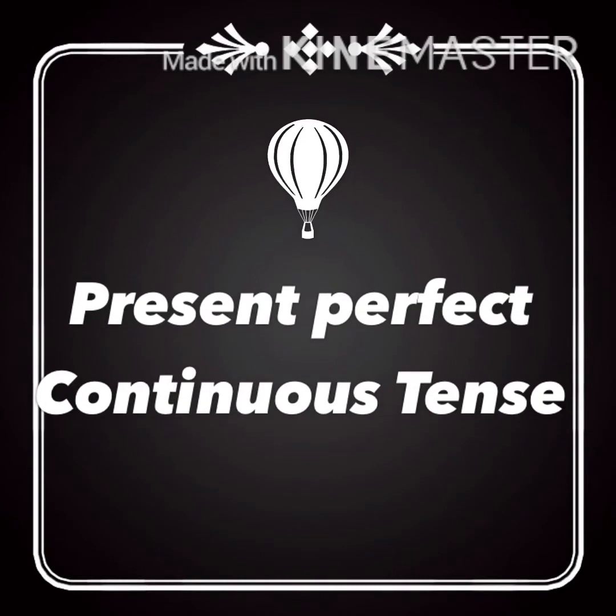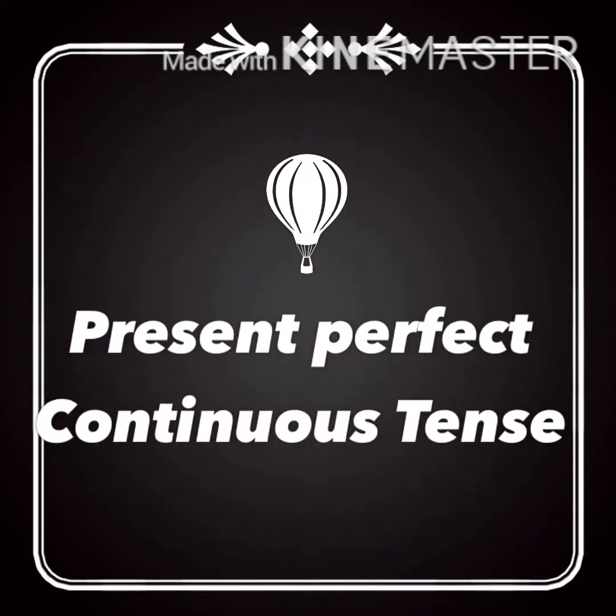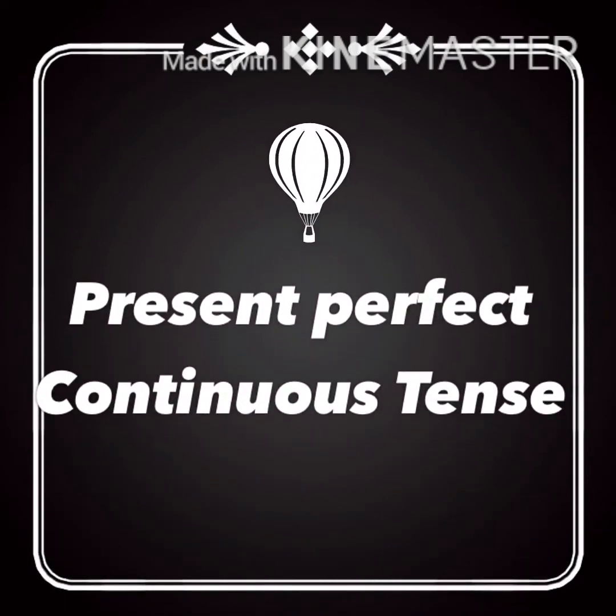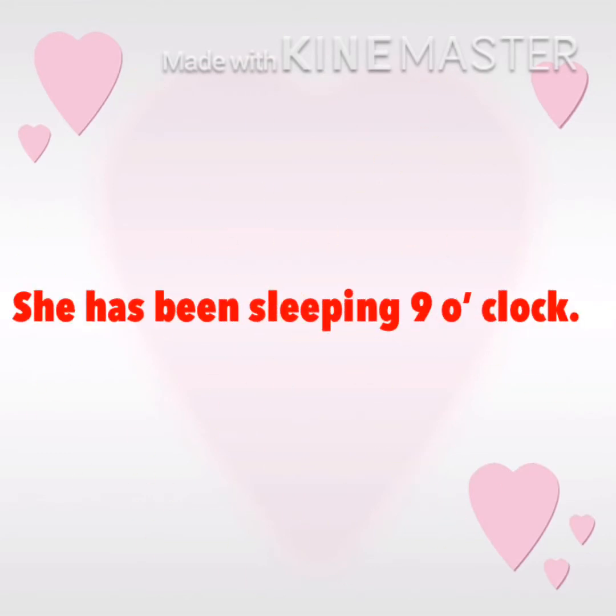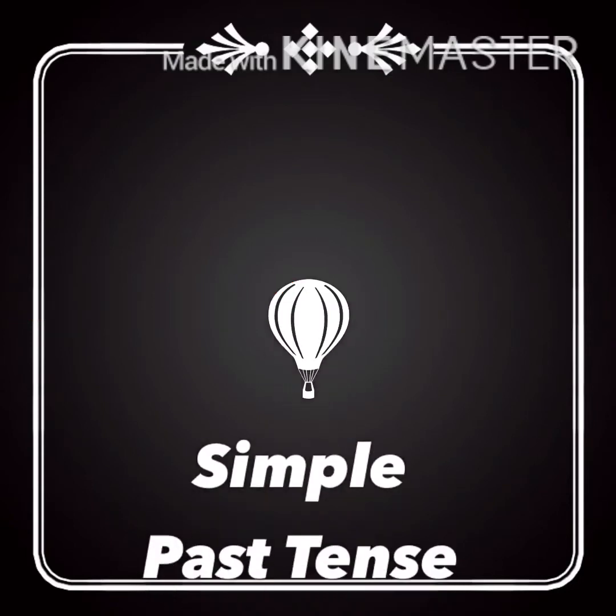The next form is present perfect continuous tense that indicates something started in the past and is continuing at the present time. The formula is subject plus has or have plus been plus verb first form plus ing plus since and for. For example, he has been sleeping since 9 o'clock.